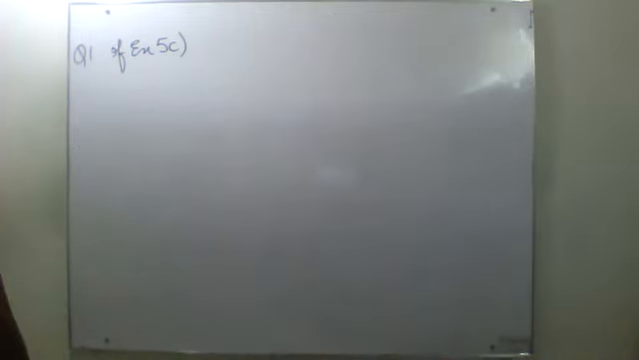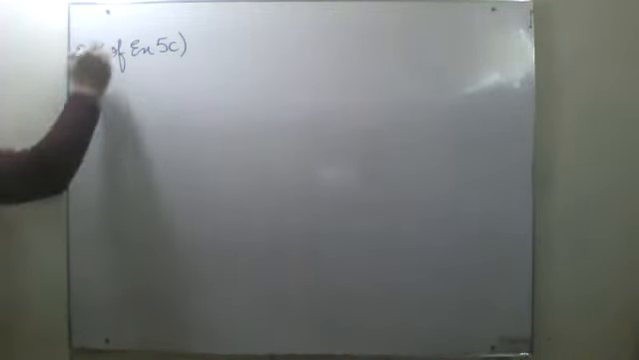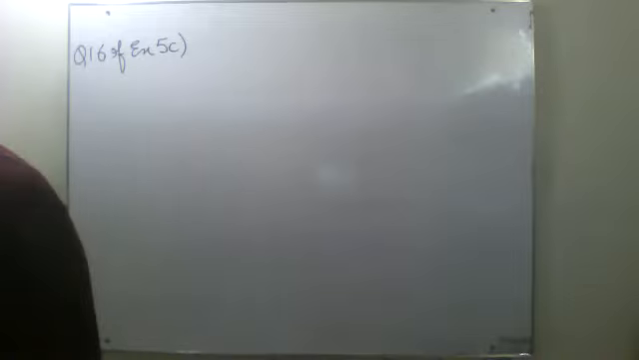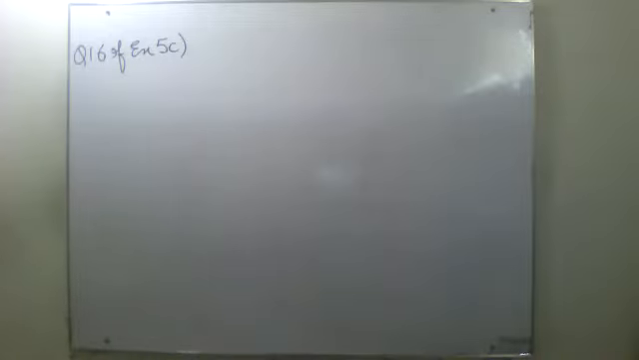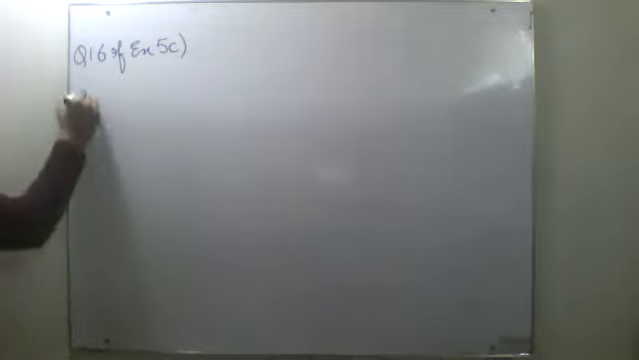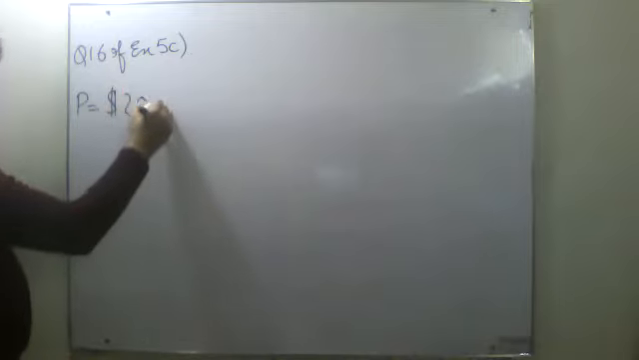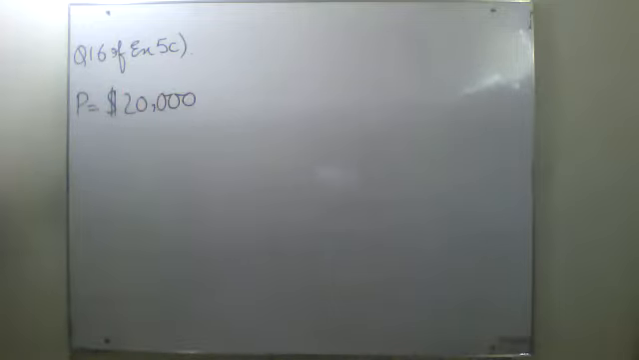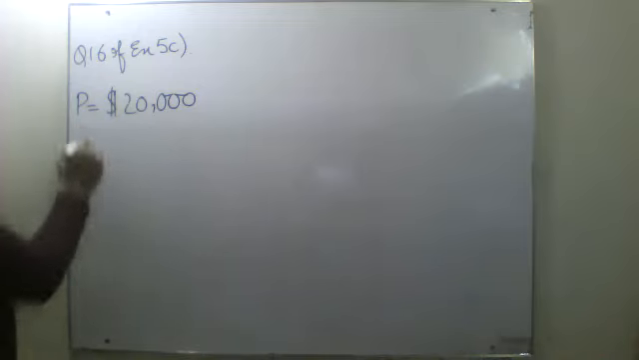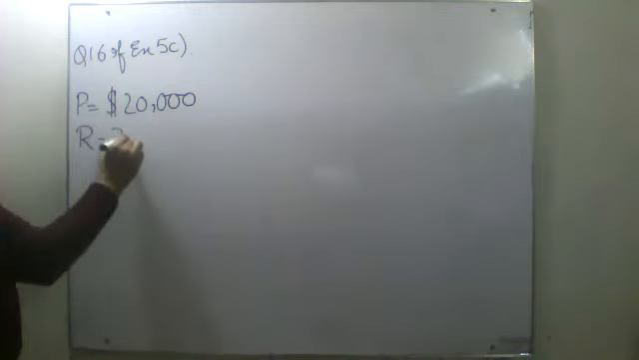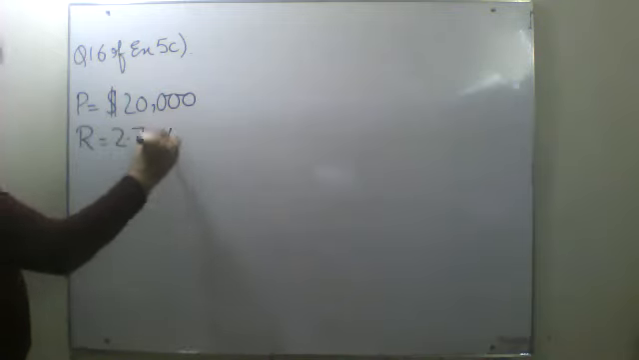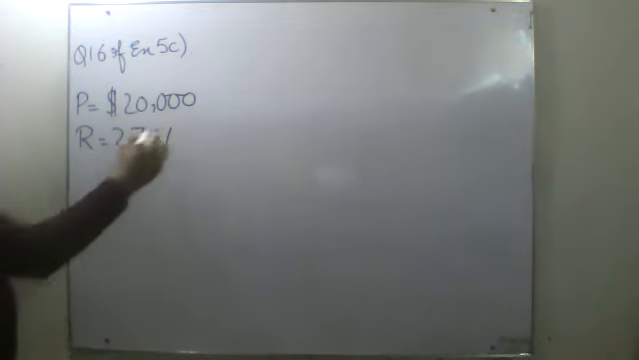Question number 16 of exercise 5C. The question says Raj deposited $20,000 in a bank that pays a simple interest of 2.75% per annum. The rate is 2.75% per annum. That is the rate given to us.